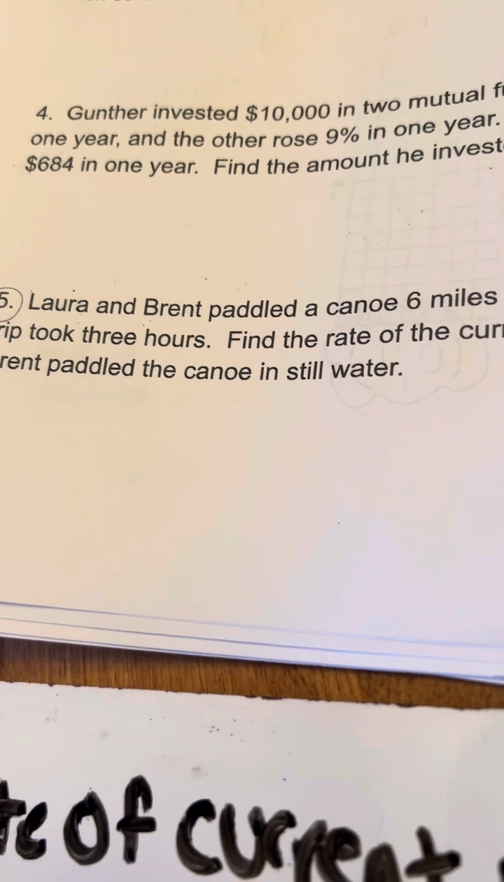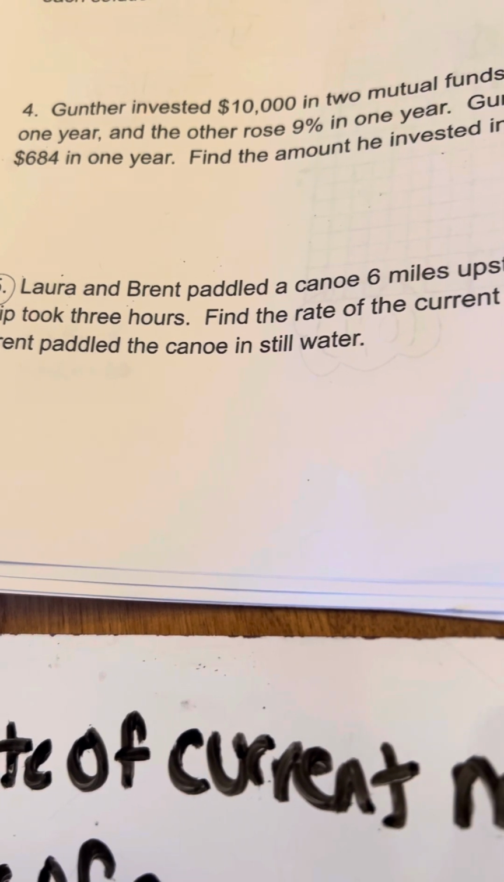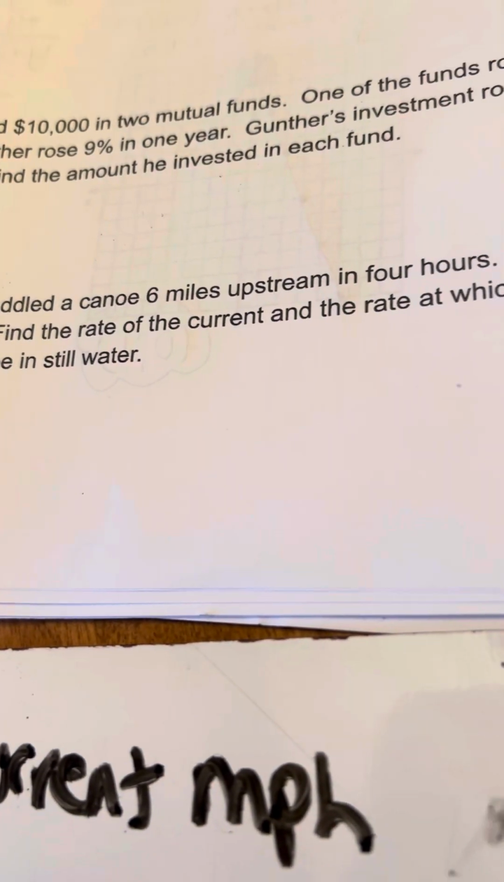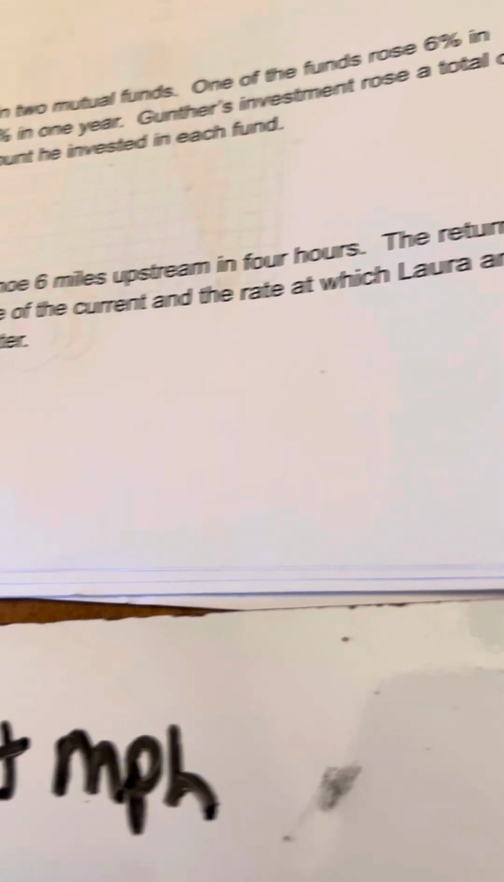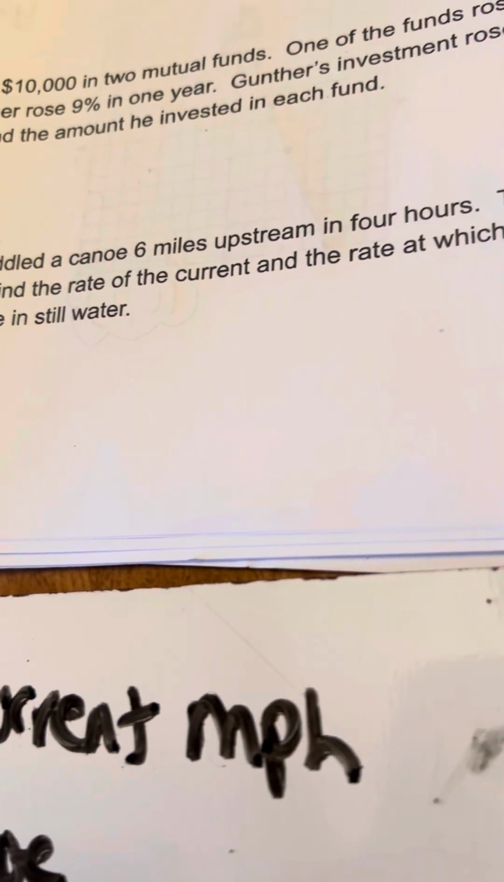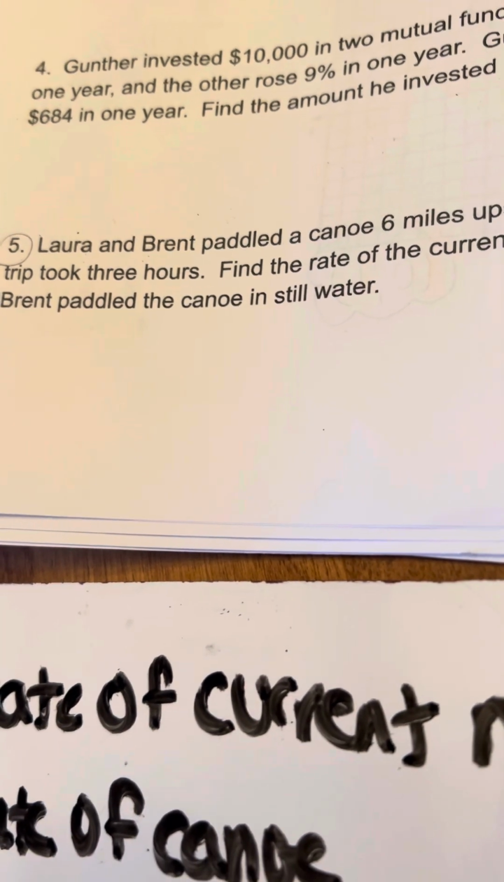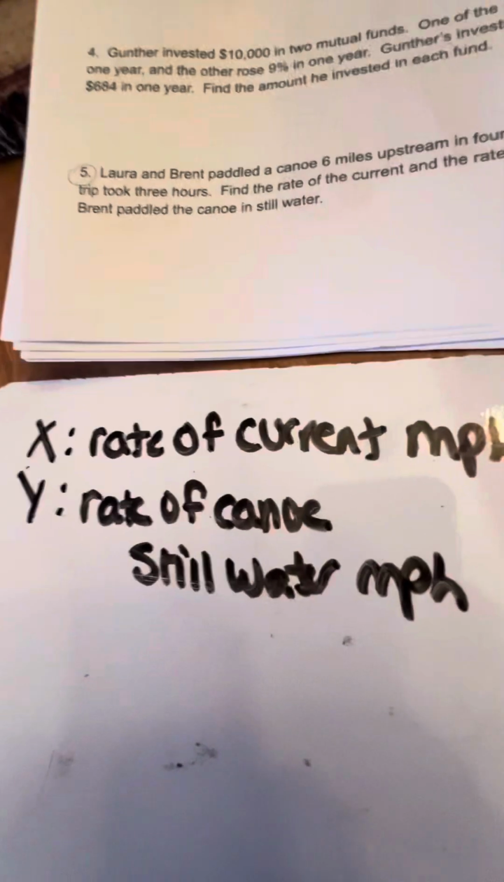I'm preparing for a test this week, so I am focusing on specific word problems. So Laura and Brent paddled a canoe for 6 miles upstream in 4 hours, and then the return trip took 3 hours. Find the rate of the current and the rate at which Laura and Brent paddled the canoe in still water. So I've already started to set this up.